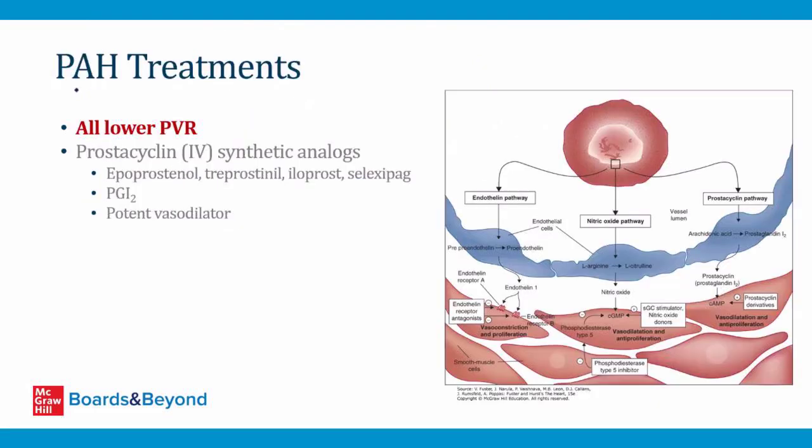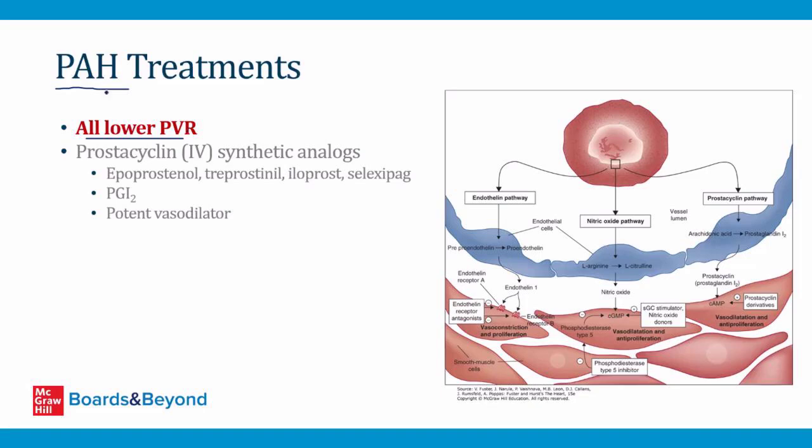Now I'm going to talk about pulmonary arterial hypertension treatments, and the common theme to all these treatments is that they all lower the pulmonary vascular resistance. So these are treatments that are used mostly in group 1 patients who have high PVR. You wouldn't use any of these treatments in a group 2 patient who has high left atrial pressure. Those patients need treatment for their left heart failure.